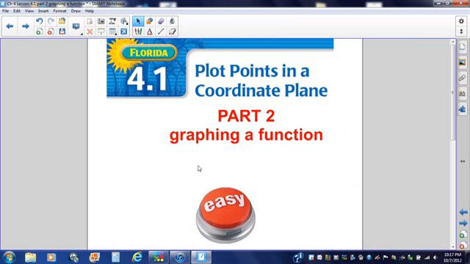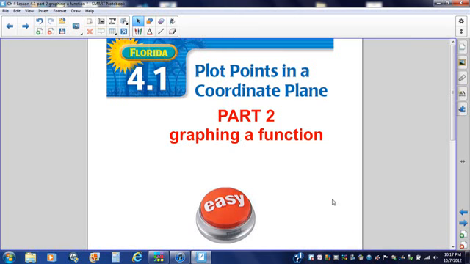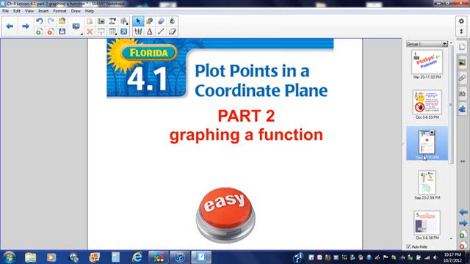Ouch! Alright, if you guys would, please write down in your notes/homework spiral that this is going to be lesson 4.1, part 2. We're going to work on graphing a function today. Lesson 4.1, part 2, graphing a function.